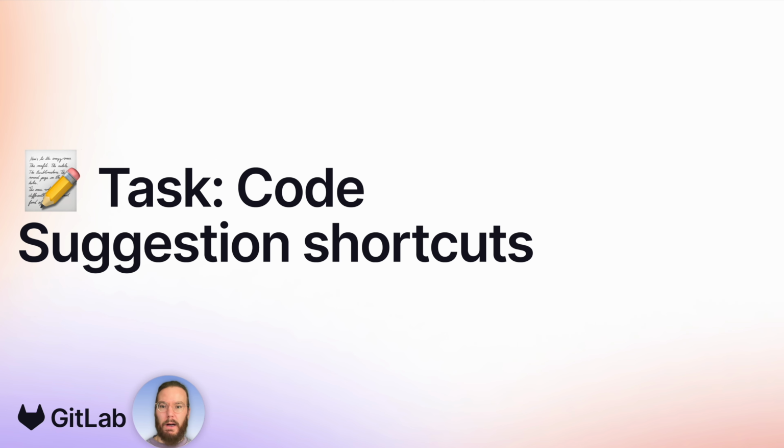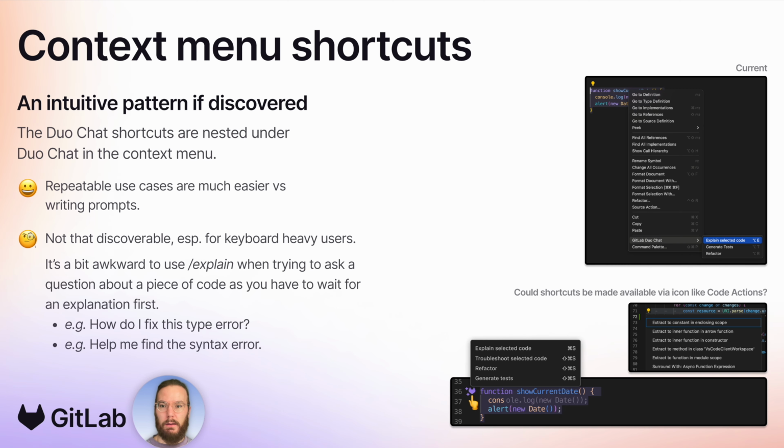All right, so for the final task, we'll focus on shortcuts. The context menu has the shortcuts to use code within DuoChat. This is really useful and intuitive if you can find it. I think keyboard-heavy users are going to have a hard time discovering this, but it does make repeatable use cases much easier. It is a little bit awkward though to use the explain command with things like, say, how do I fix this type error, or help me find this syntax error, just because you have to sit and wait for an explanation first.